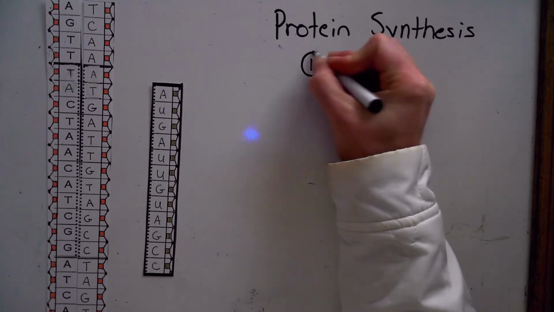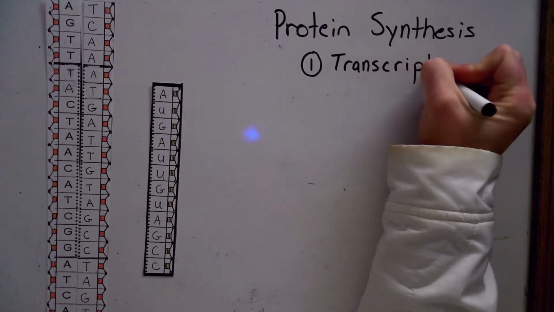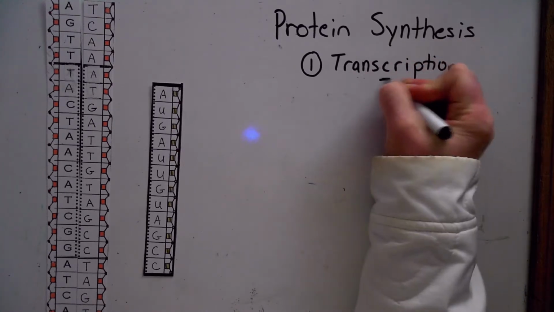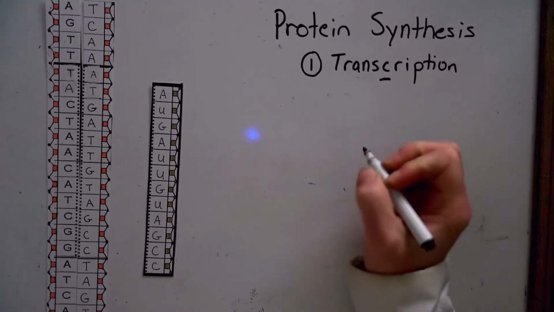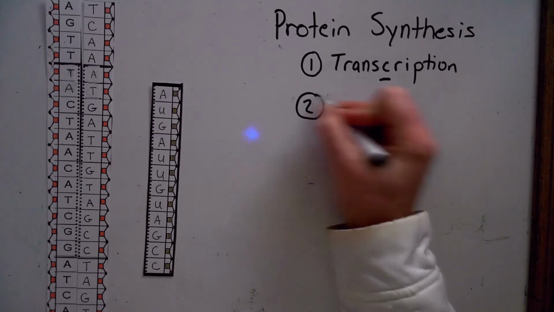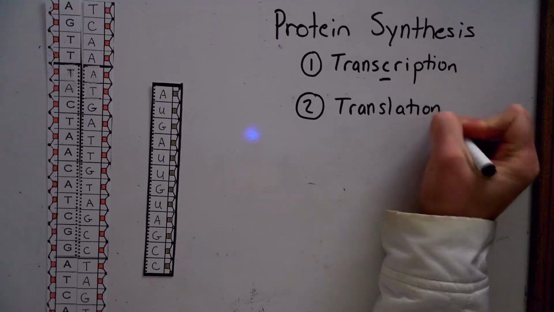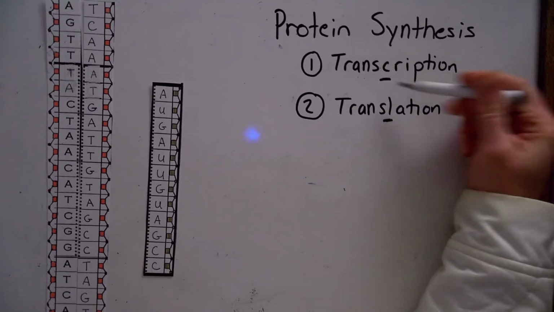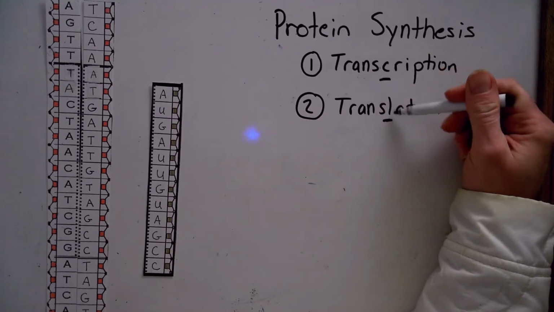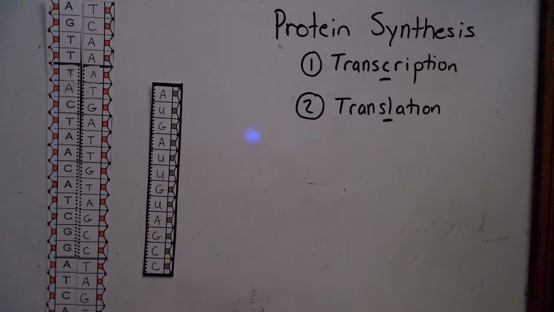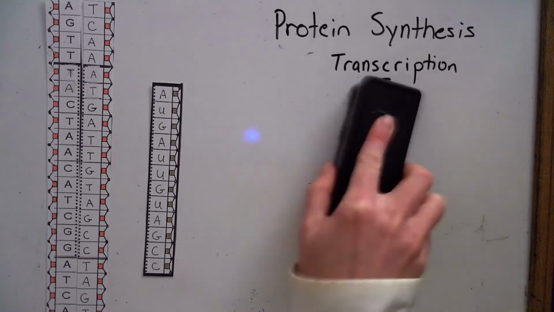The first part is called transcription. Notice it has a C in it. This is going to help us remember the order because following transcription is going to be another process called translation. And you'll notice that they are in alphabetical order. C happens first and then translation. So we're going to just start right now with talking about the process of transcription.